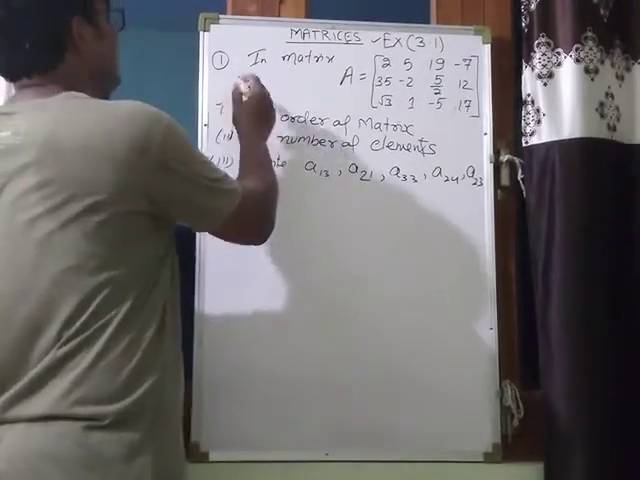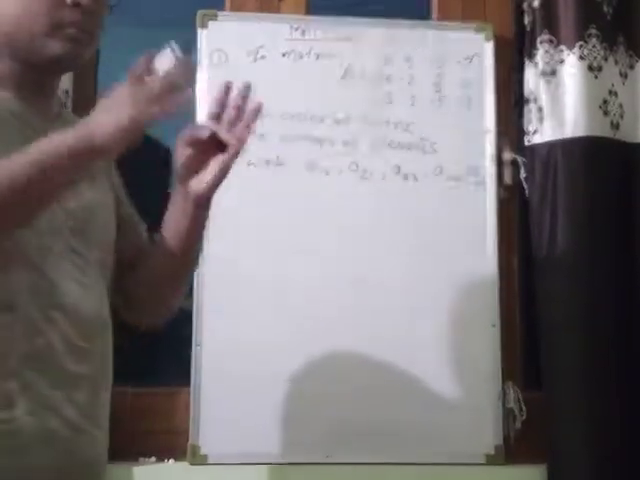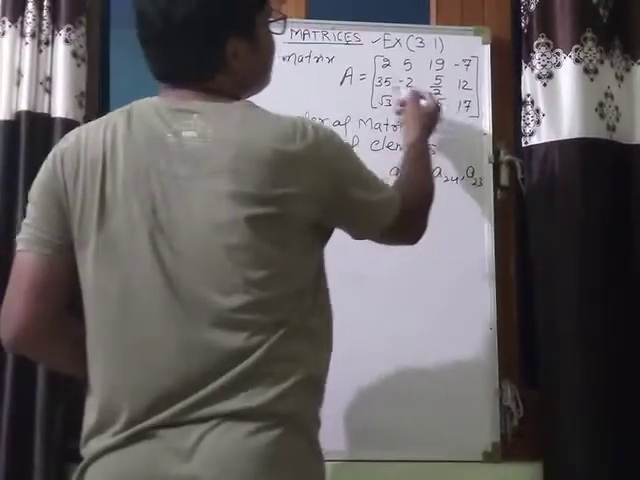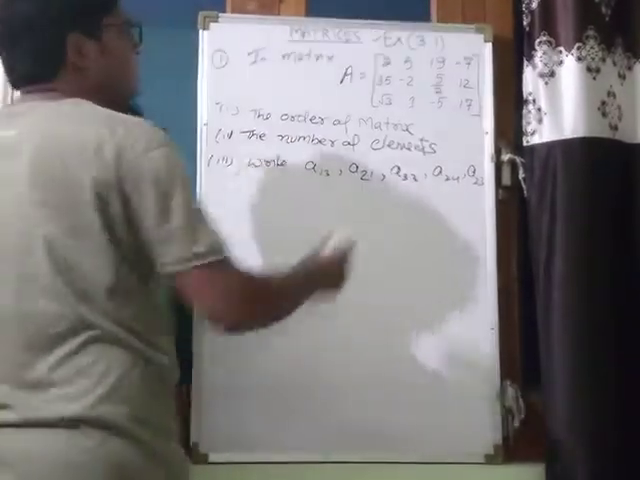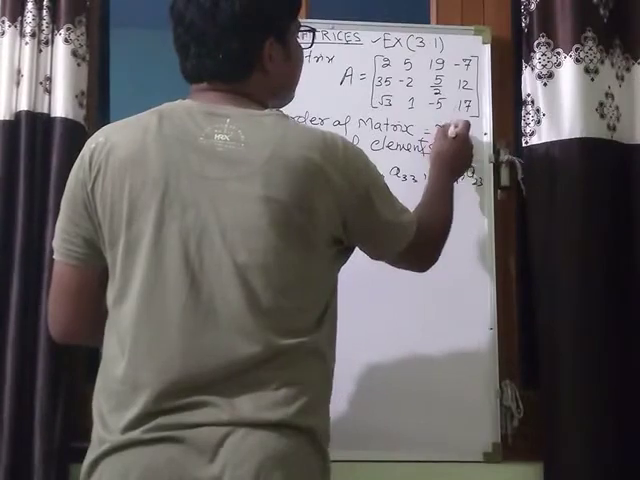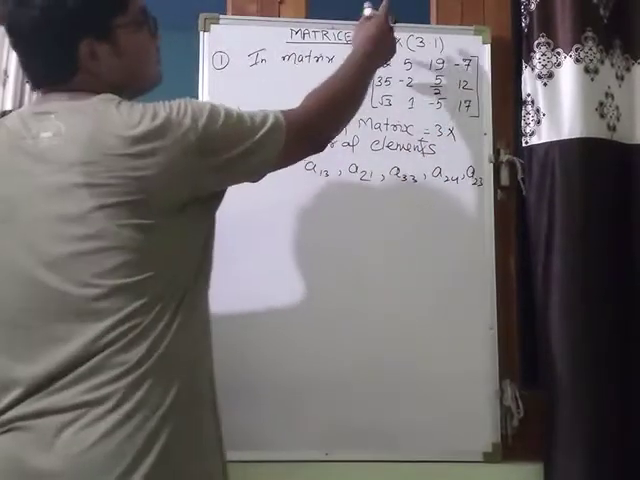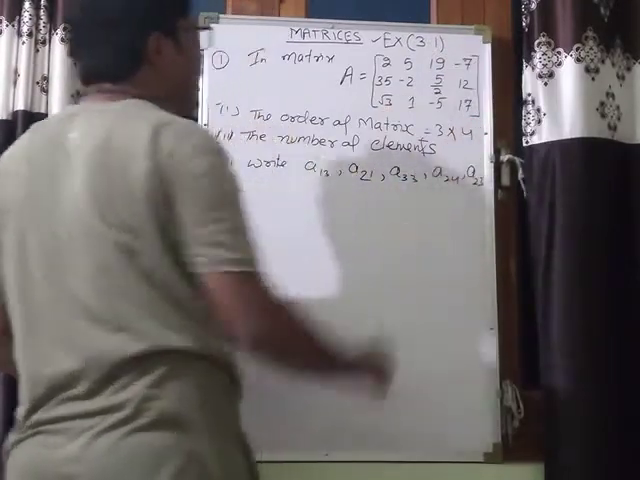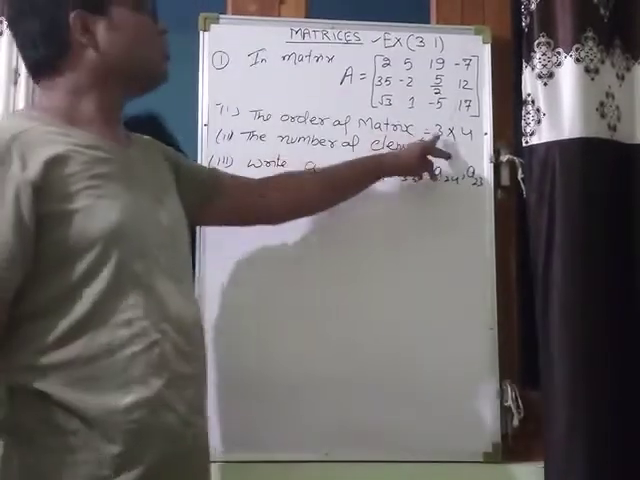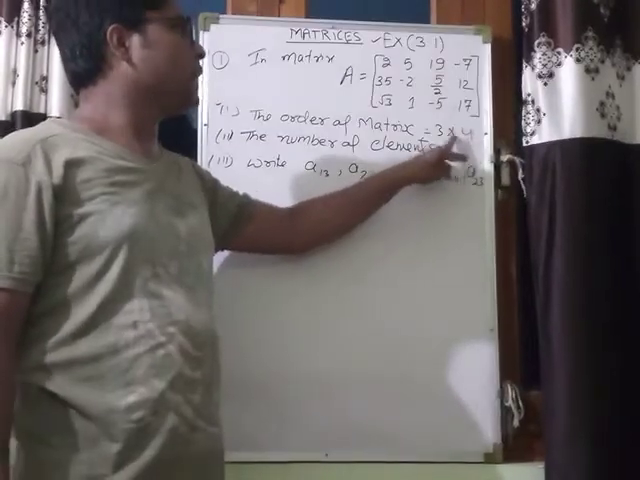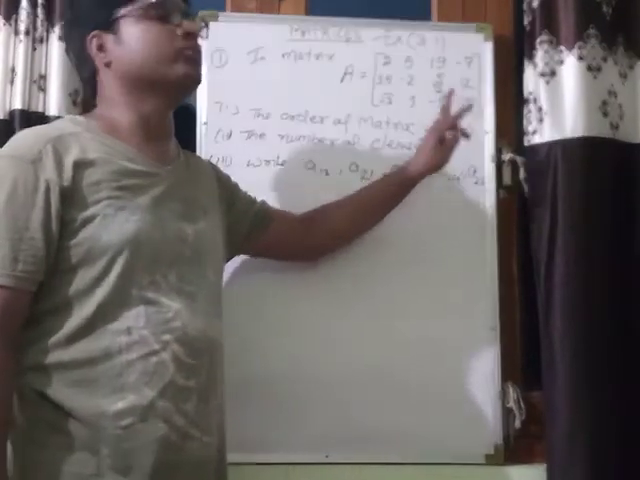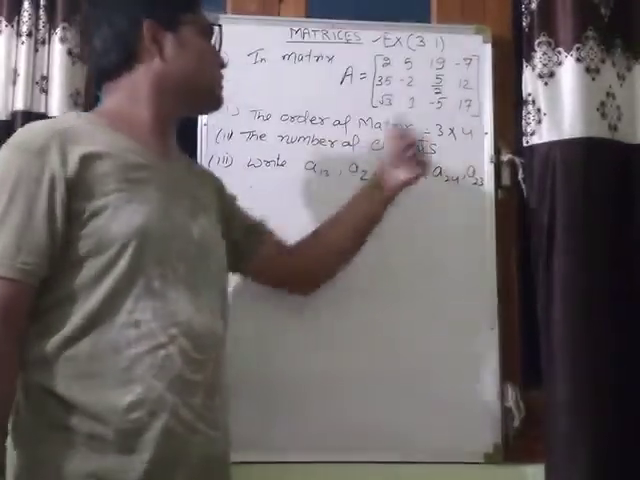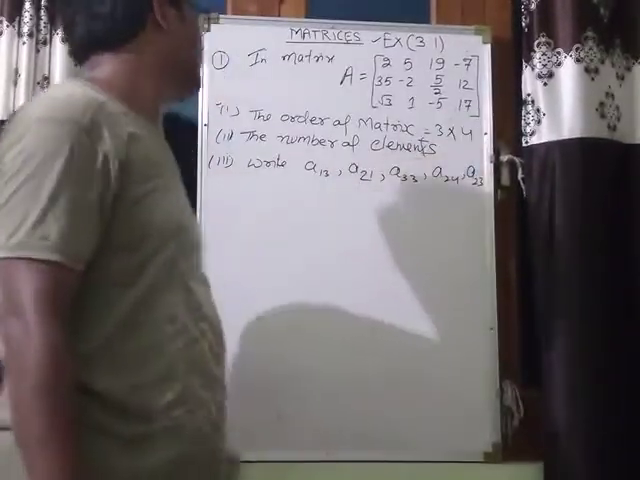See, order of a matrix is what? Number of rows by number of columns. So how many rows are there? 1, 2, 3 rows. So its order is 3 by number of columns. How many columns are there? 1, 2, 3, 4. So the order of this matrix is 3 by 4. There are 3 rows and 4 columns, that's why its order is 3 by 4.